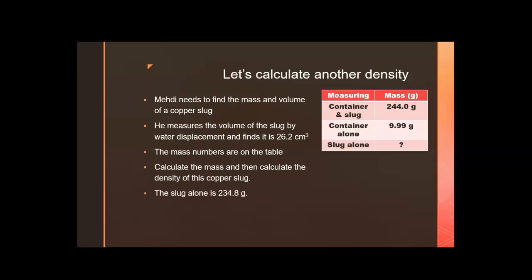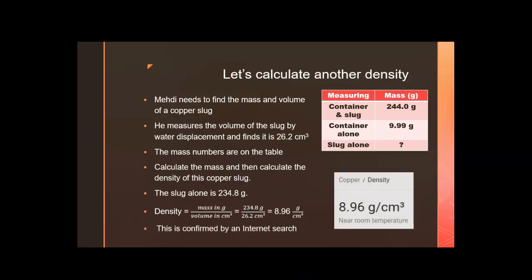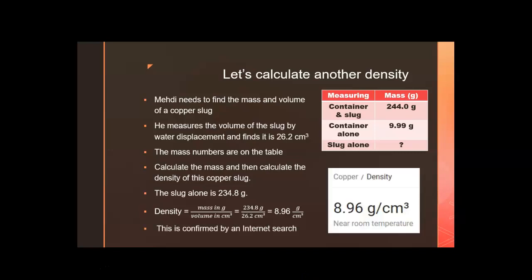The slug alone is 234.8 grams by the subtraction process. We then divide the mass in grams by the volume in cubic centimeters to find the density. That's 234.8 grams divided by 26.2 cubic centimeters, or 8.96 grams per cubic centimeter. That's confirmed by an internet search for the density of copper.